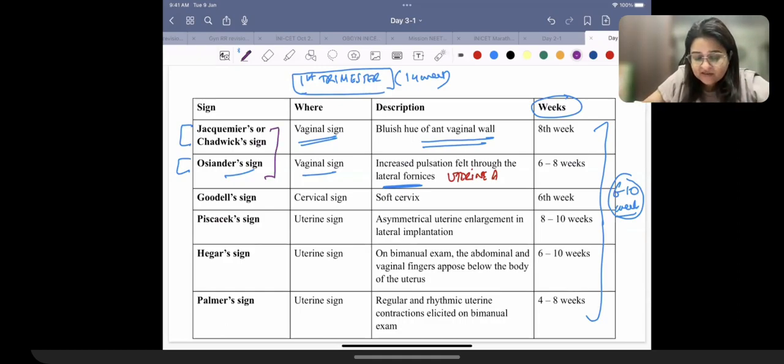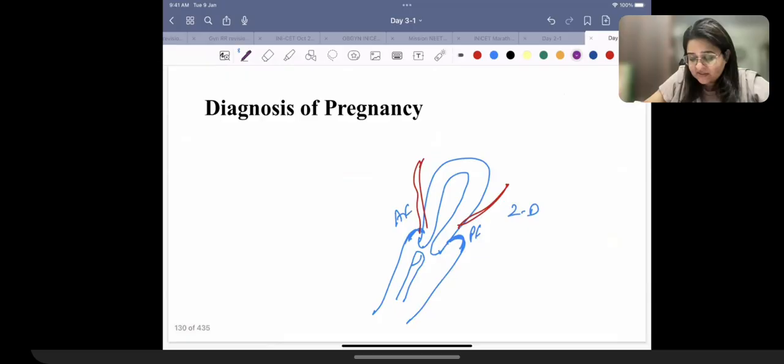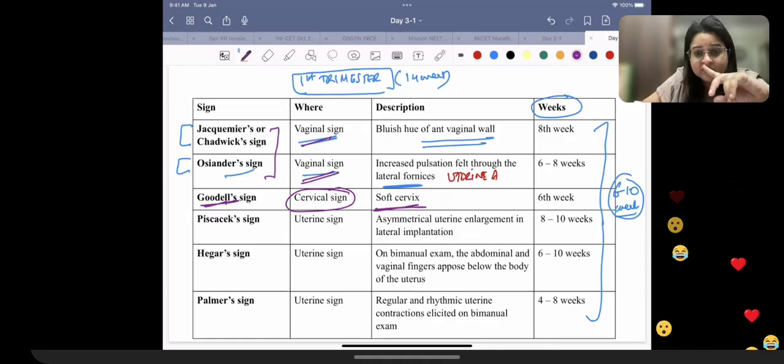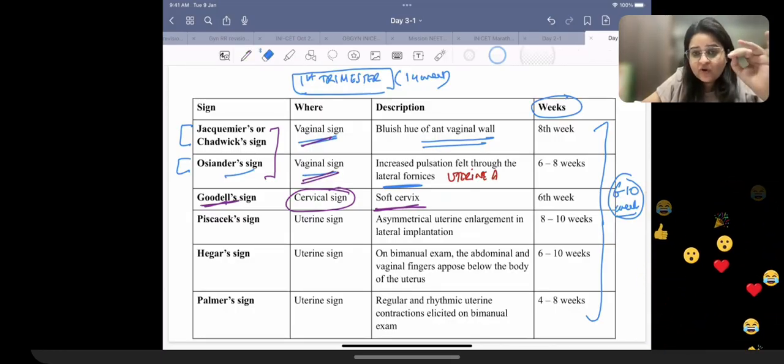So these two signs are vaginal signs. Then you have one cervical sign. Goodell sign is a cervical sign. It is a soft cervix. When I teach my residents, I tell them that when you do a PV in a non-pregnant uterus, the cervix feels like the nose. It exactly feels like this. But if you touch the cervix in a pregnant uterus, it feels like the lips. It is very, very soft. So this is called the Goodell sign. It feels like the lips. A gynae uterus cervix will feel like the nose. So Goodell sign is a soft cervix.